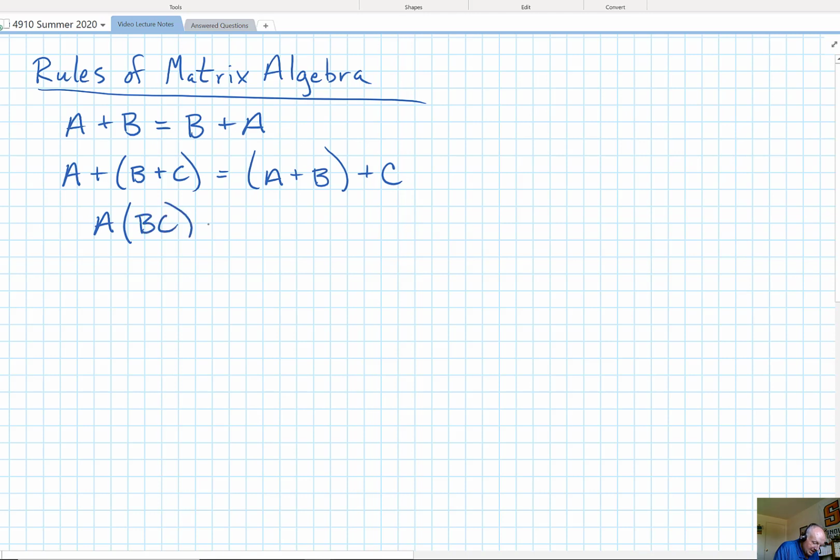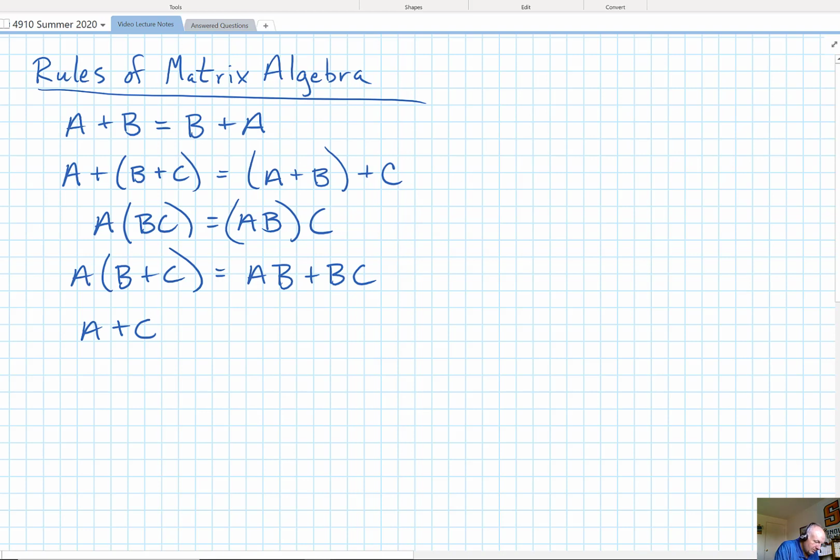Okay, now that's kind of nice. You can do B times C first and then multiply times A, again provided all the sizes match up, or you can do A times B and multiply by C. And then we have the distributive laws. A times (B plus C) equals AB plus AC, and (A plus B) times C is equal to AC plus BC. Okay, so those all are on the table.